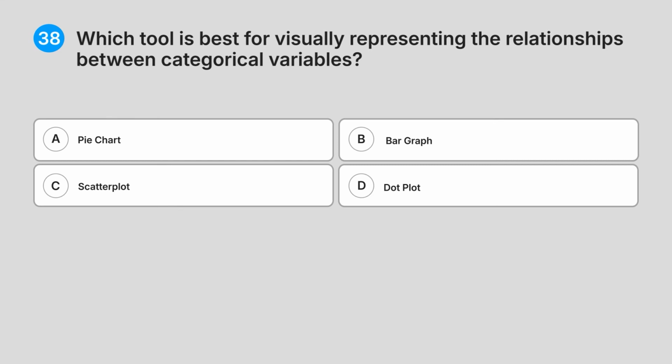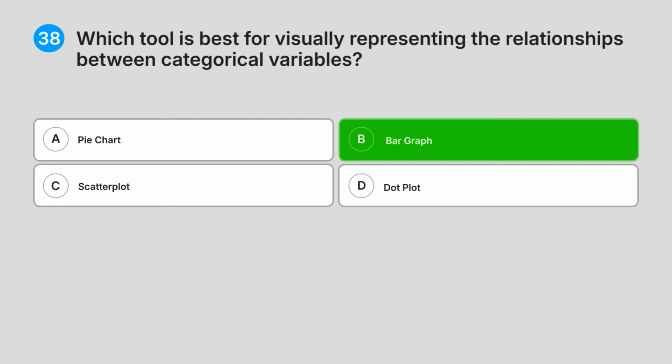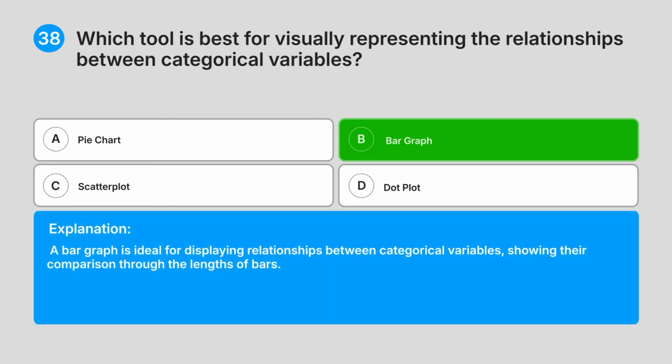38. Which tool is best for visually representing the relationships between categorical variables? A. Pie chart. B. Bar graph. C. Scatter plot. D. Dot plot. Do you know the answer? Correct answer: B. Bar graph. Explanation: a bar graph is ideal for displaying relationships between categorical variables, showing their comparison through the lengths of bars.